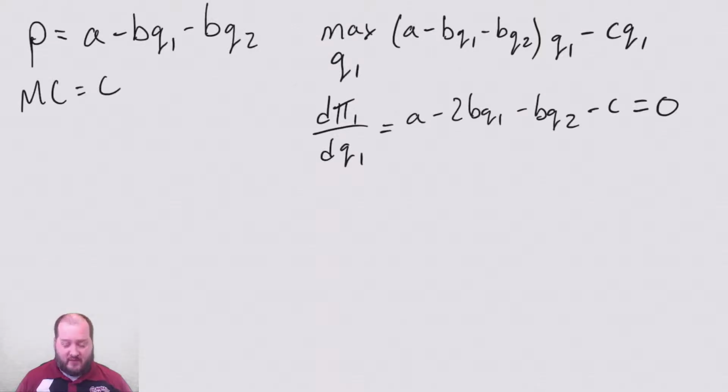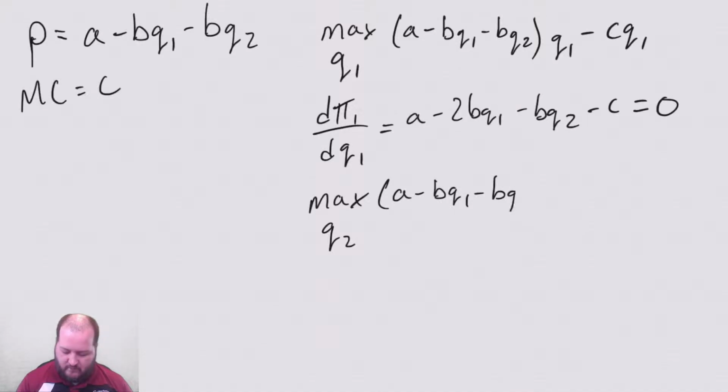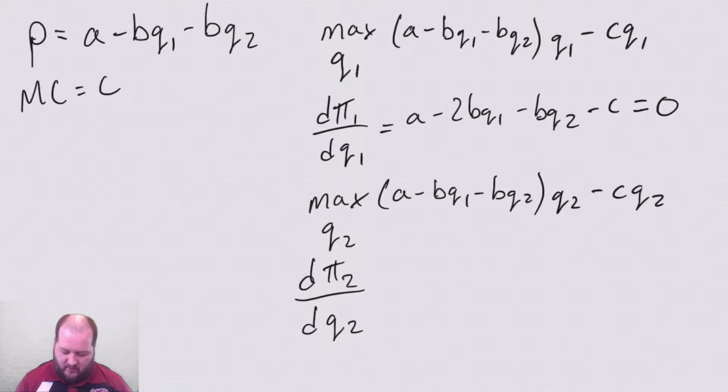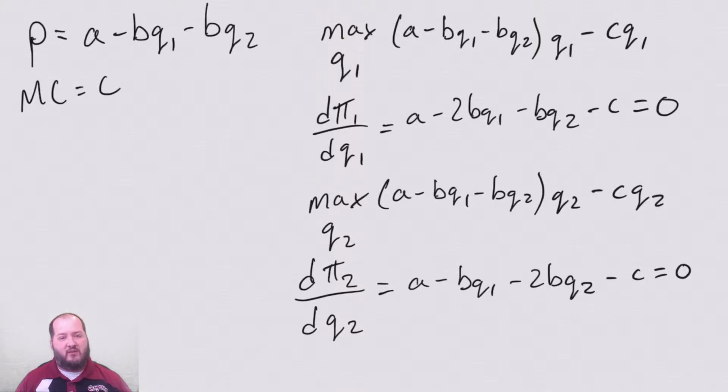Now I can do the same thing for firm 2. They are going to maximize their profits. Their only choice variable is their quantity, and again, they're going to face the same inverse demand function, and it's going to be multiplied by their quantity because they're interested in their own total revenue minus their total costs. Again, I have an objective function and one choice variable that gives me one first order condition. So the derivative of their profit function with respect to their quantity is going to be A minus BQ1 minus 2BQ2 minus C, and we'll set it equal to 0. Again, that's my maximization condition right there.